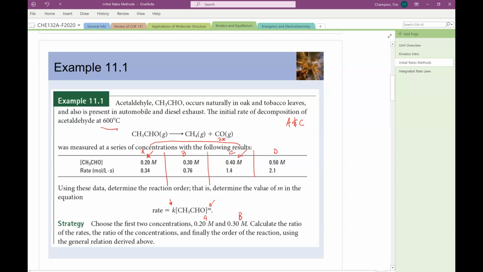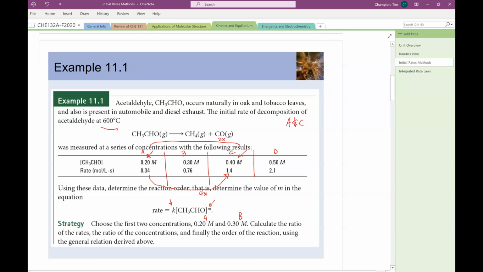And it turns out that it's pretty easy to see the order if you've got something set up so that you're looking at doubling the concentration of just one of the reactants. So what happened? We doubled the concentration. What happened to the rate? Did it stay the same? No. Did it double? No, it didn't double. Did it quadruple? Well, what's 0.34 times 4? I think that is going to come out to be pretty close to that. 0.34 times 4 is 1.36. So this just about quadrupled, maybe a little more than quadrupled.